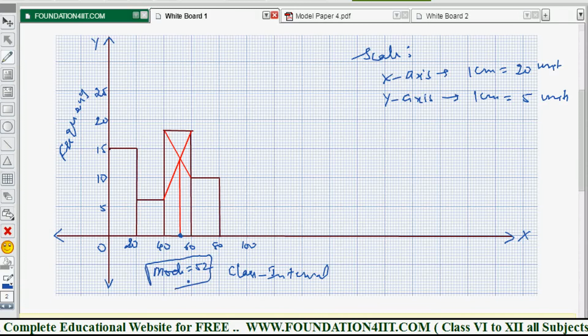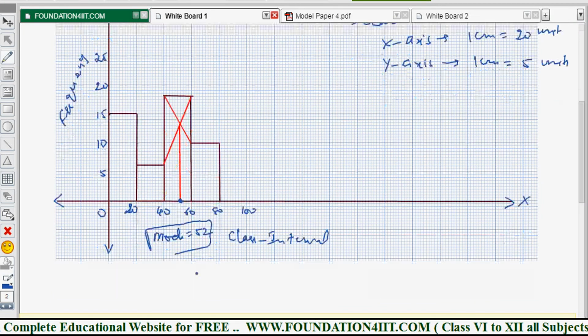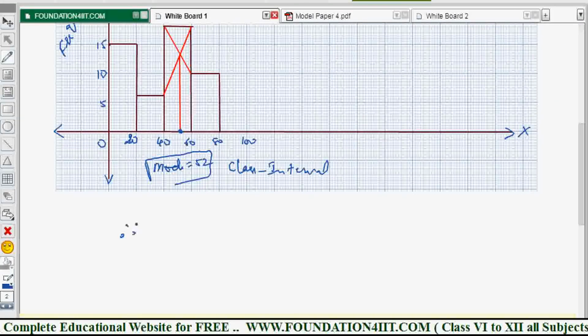So from the graph you can find it easily from the histogram. You should write on the paper itself, not on the bar. Just mark it on the graph paper. So from the histogram, the mode is equal to 52.